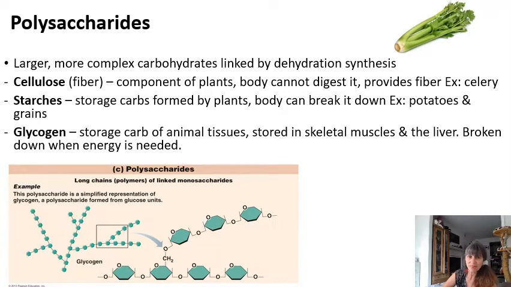Starches are carbohydrates that are formed by plants that we can break down, and these are found in things like grains and potatoes. Glycogen is how our bodies store excess carbohydrates, and glycogen is specifically stored in our bodies in skeletal muscle cells and liver cells. Glycogen can be broken down by way of hydrolysis in order to use energy when it's needed.